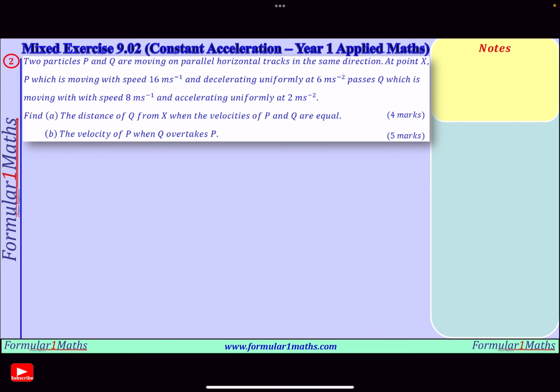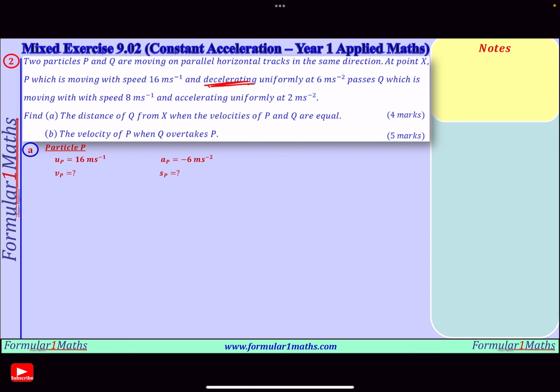So we start by noting the information given for each particle. For particle p, the initial velocity, Up, is 60 meters per second. The acceleration is minus 6 meters per second squared because it is decelerating. We will let the velocity at time t for p be represented by Vp, and the distance at any time t moved by p be represented by Sp.